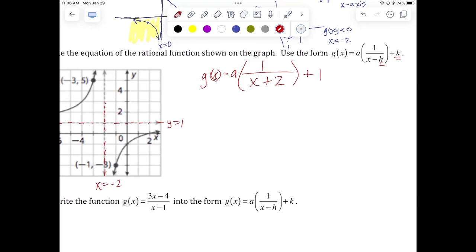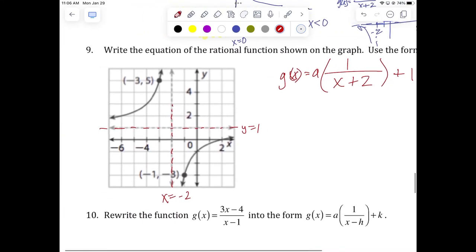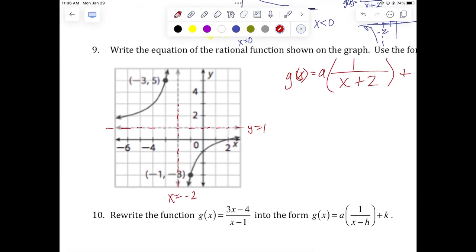Now, we still don't know what A is. A is your vertical dilation factor. In order to find A, I need to know at least one point that lives on the graph. At least one. Do I know at least one point that lives on the graph? I know 2. So now we have a decision to make here.